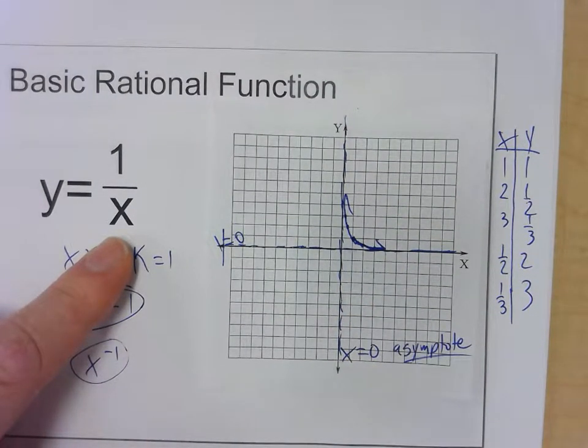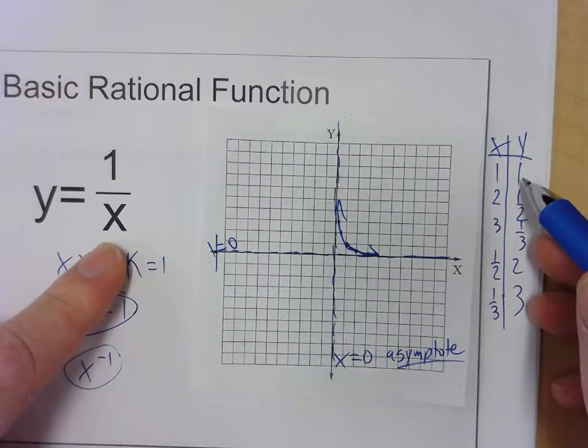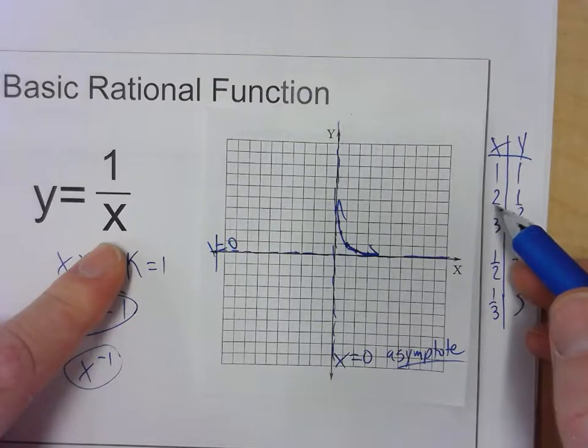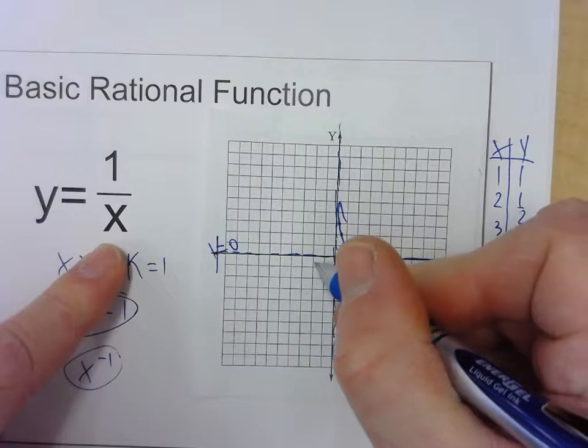And all the negative versions of this are true. So if you put in negative 1, you would get back negative 1. If you put in negative 2, you get back negative 0.5. So all of these are true as well.